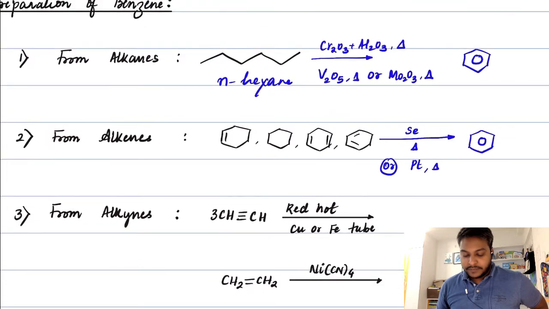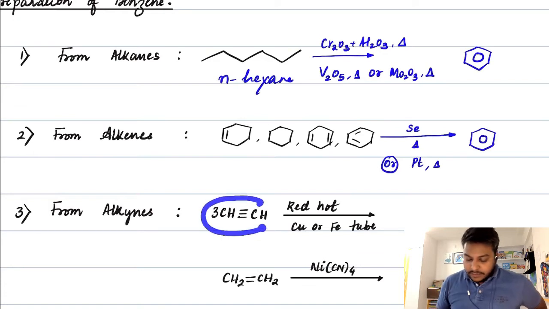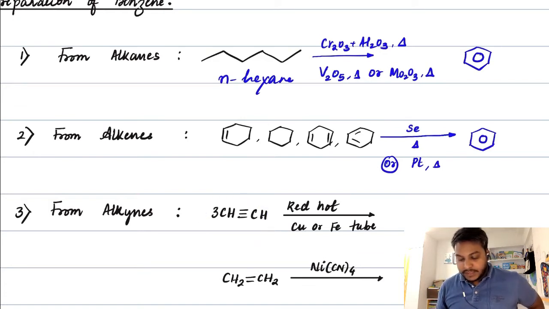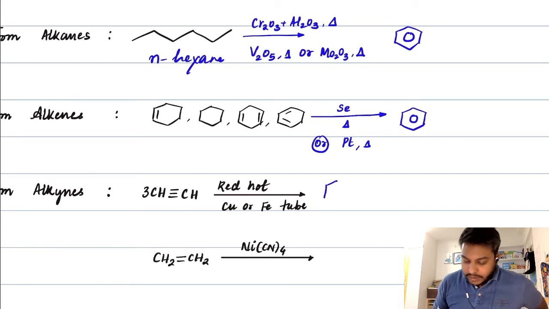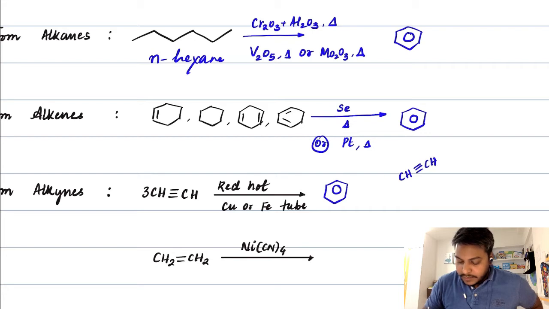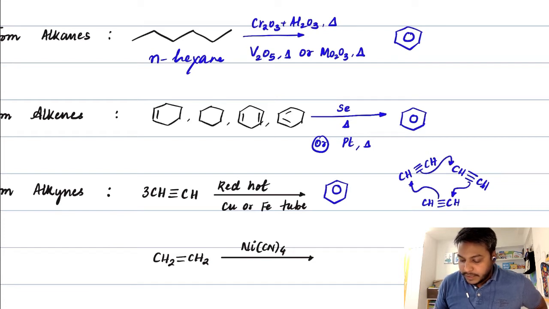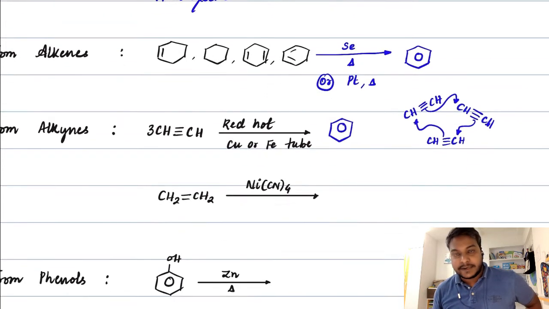The third reaction is the preparation from alkynes. If you want to get it from alkynes, we can use 3 moles of acetylene, CH triple bond CH, and react that with a red hot copper or iron tube. On doing that, it will turn out to be benzene. In short, students, a linear molecule gets swirled around in the red hot tube, because of which the pi bonds get connected. It will connect here, this will connect here, and eventually it will become benzene.